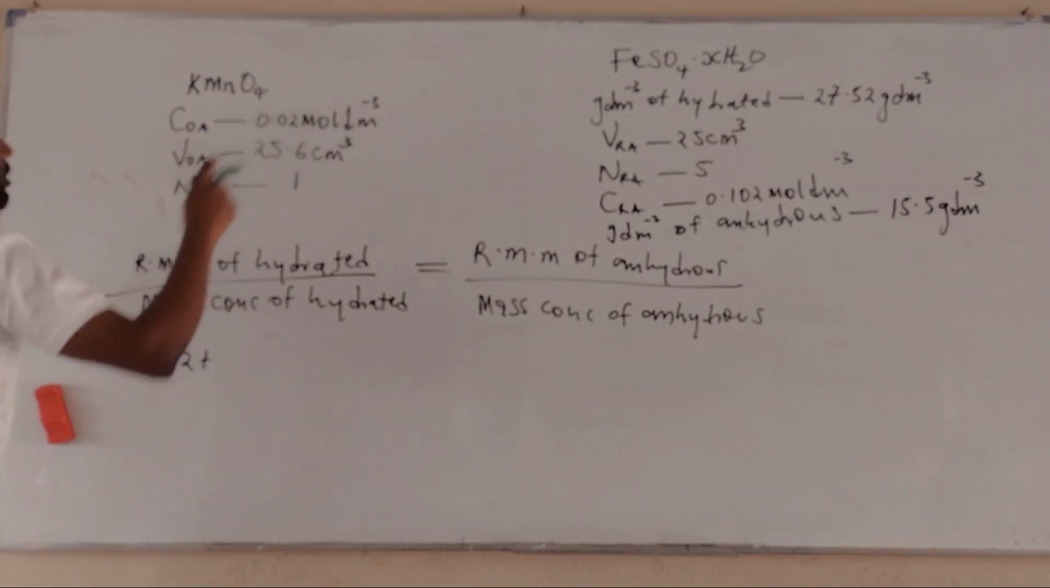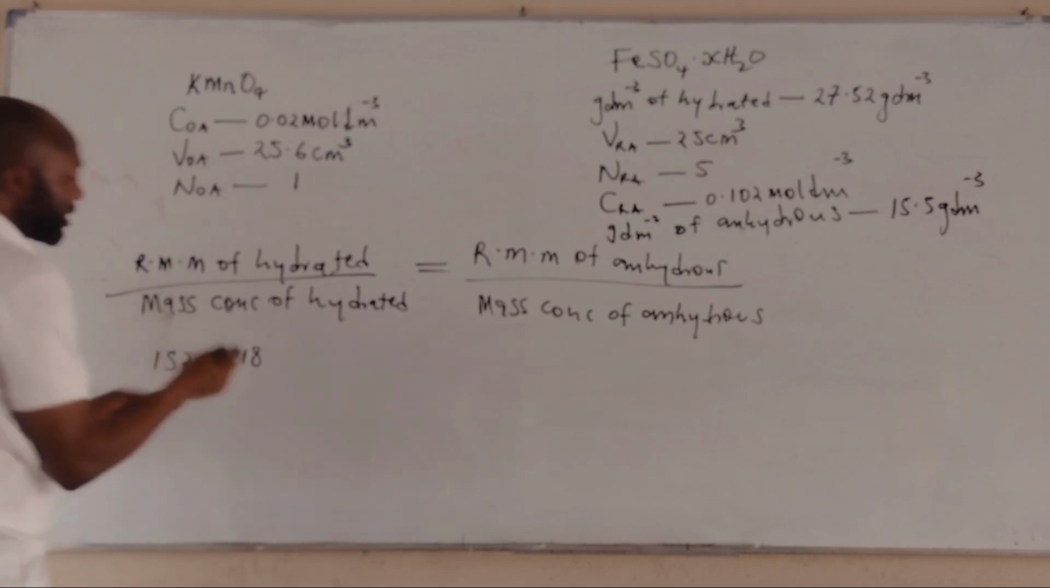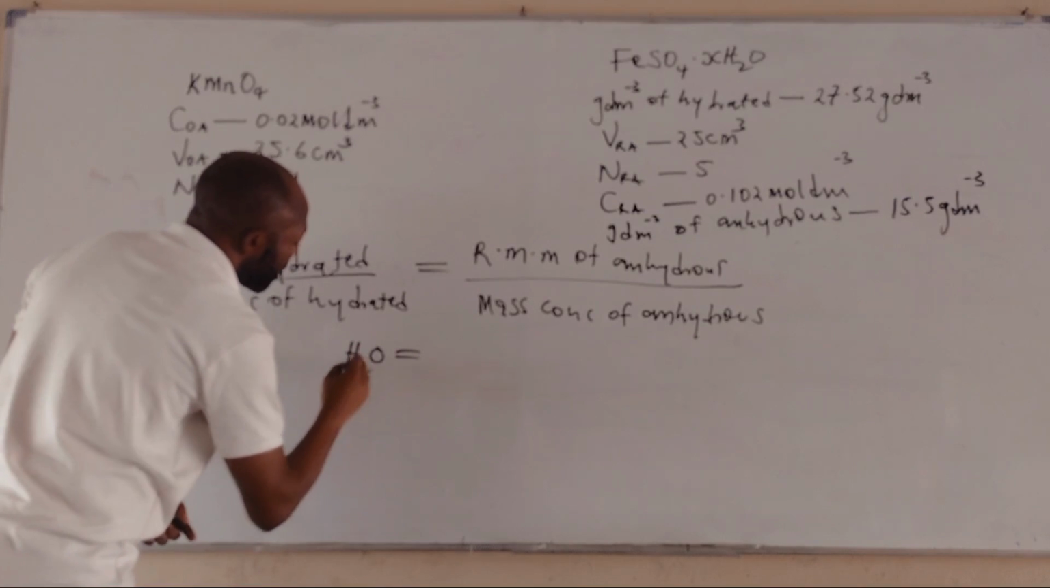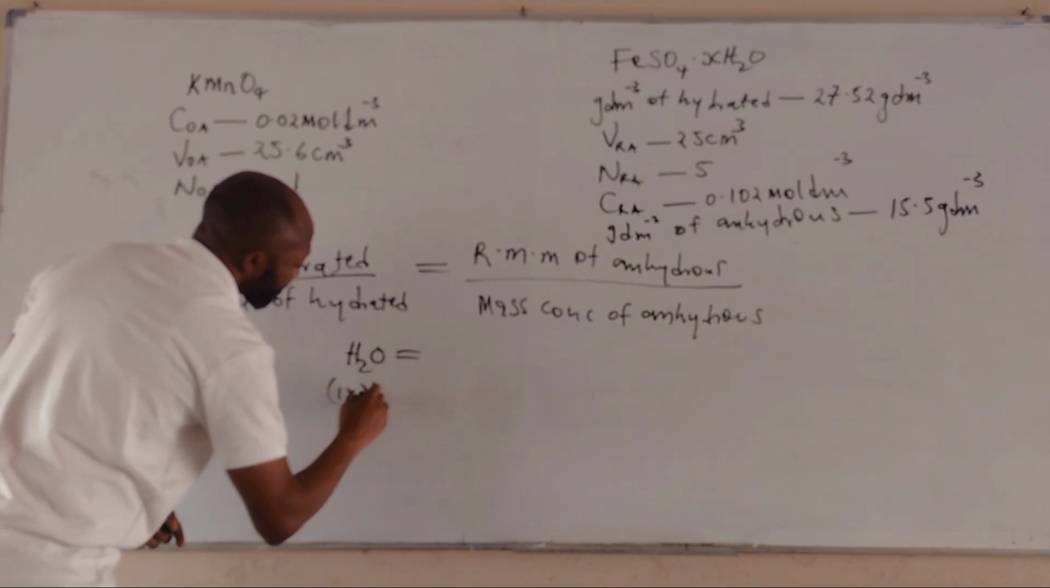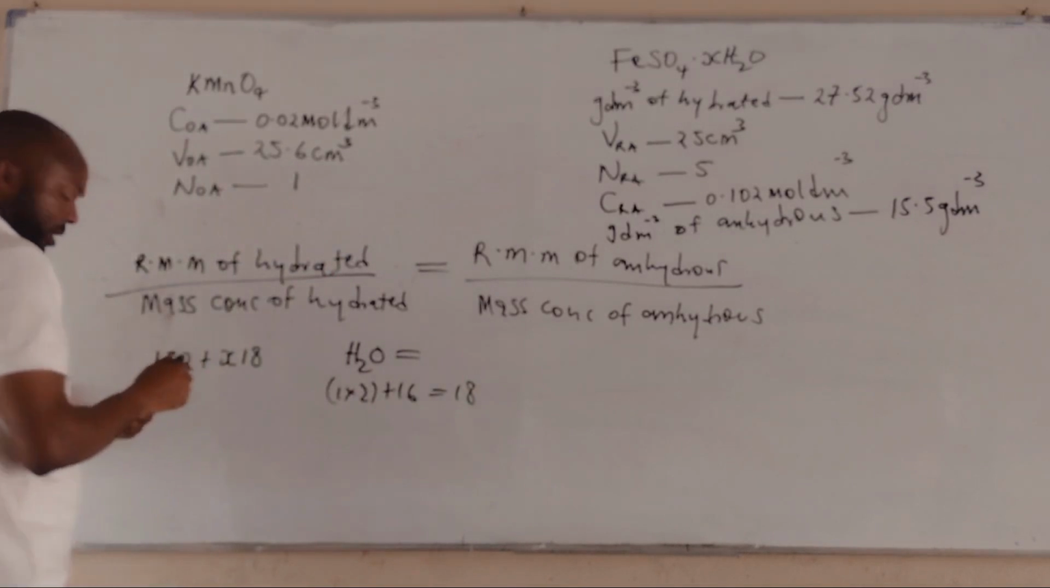plus X times 18. Why is it 18? H2O has a relative molecular mass of 1 times 2 plus 16. That is 18. So that is it.